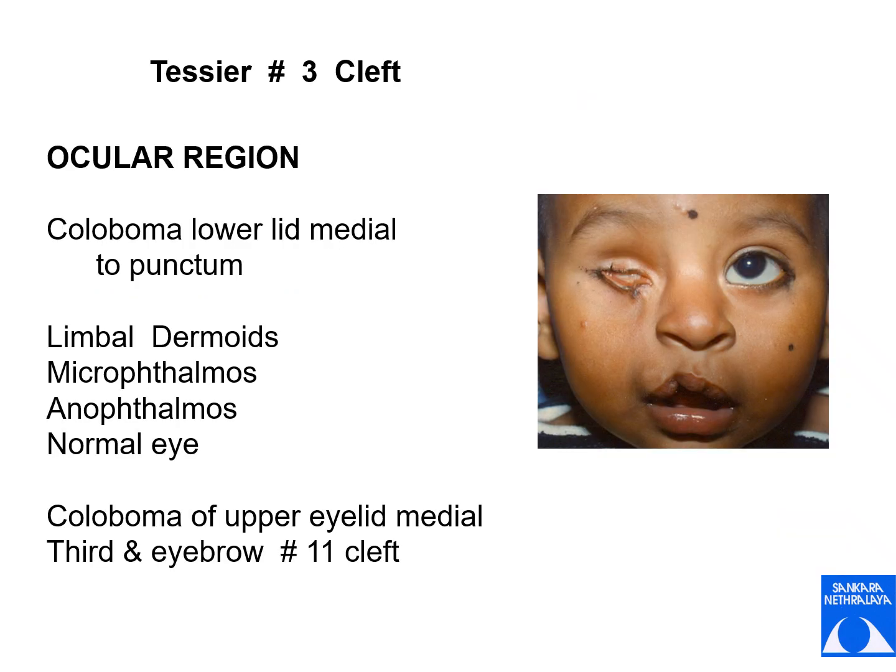Tessier cleft 3 in the ocular region. Coloboma of the lower lid medial to punctum. Limbal dermoids, microphthalmos, anophthalmos, or normal eye. Coloboma of upper eyelid, medial third and eyebrow, and number 11 cleft on the cranial side.